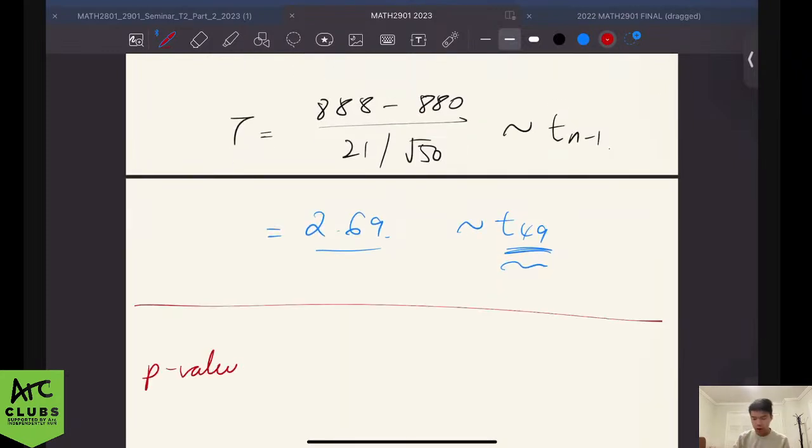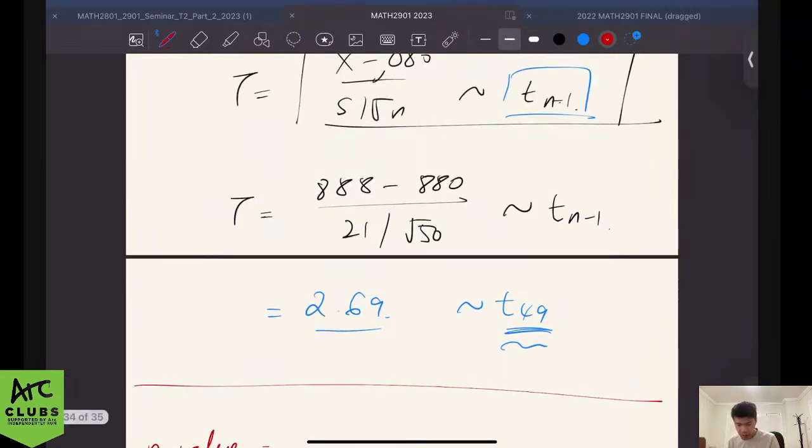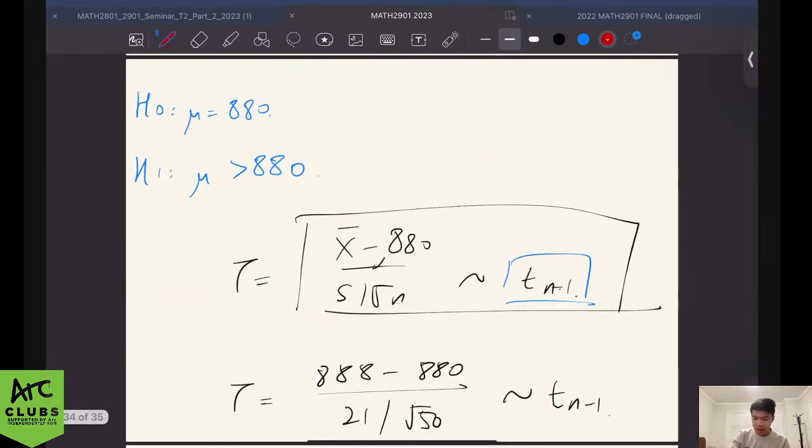The p-value is the probability of getting something more extreme than this. In this case, extreme means it's greater, okay? Because you're trying to figure out if it's more efficient. So extreme equals larger. Okay.